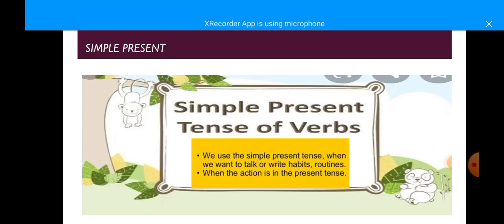Today's topic is simple present. What is simple present tense of verbs? We use the simple present tense when we want to talk or write about habits or routines, when the action is in the present tense. When we have to write about an action which is in present tense, then we have to use simple present tense. We have to write it very simply.